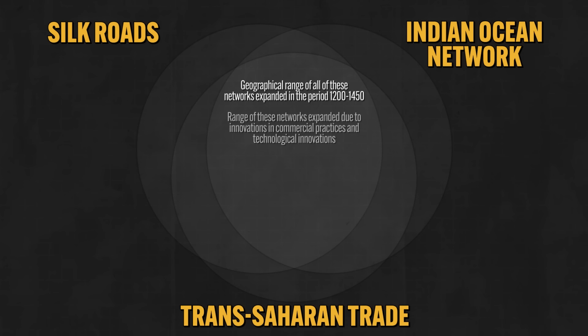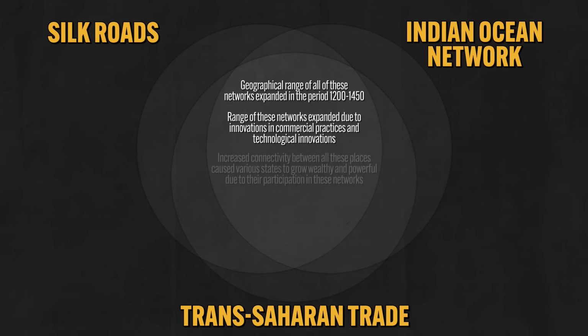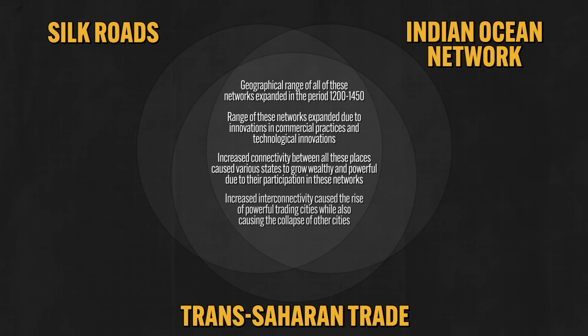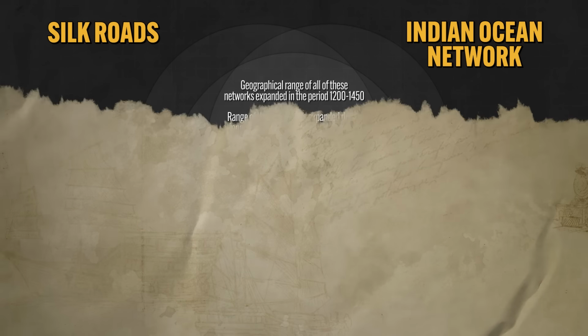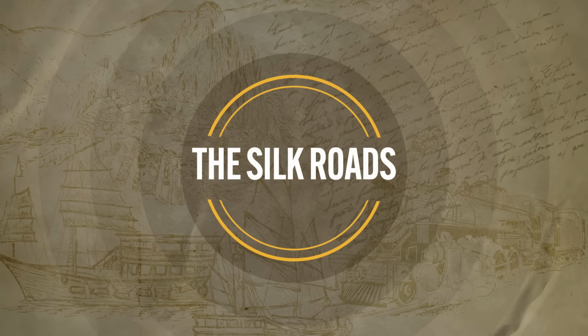Second, the range of these networks expanded due to innovations in commercial practices and technological innovations. You might have no idea what those words mean, but put it in your pocket and we'll come back to it. Third, the increased connectivity between these places caused various states to grow wealthy and powerful due to their participation in these networks. And fourth, the increased interconnectivity caused the rise of powerful states and cities while also causing the collapse of others. Okay, so that's what all the major networks of exchange have in common.